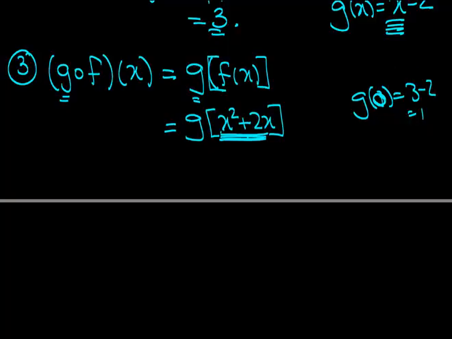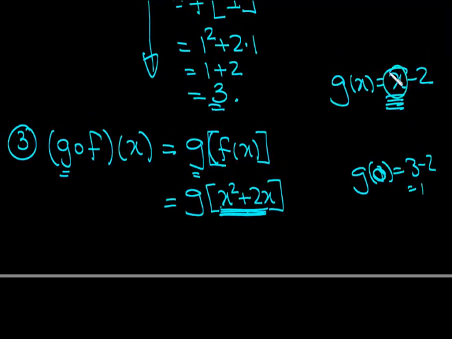But that's not a big deal. Just follow the same rule. Replace the x in the function g, this x, with this input. So we get x squared plus 2x. I replace this x with that, got that, minus, I still have the 2. And there's your function g naught of f.